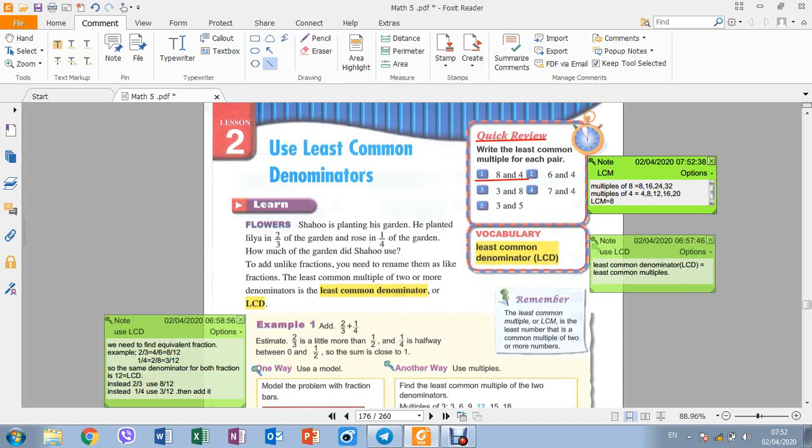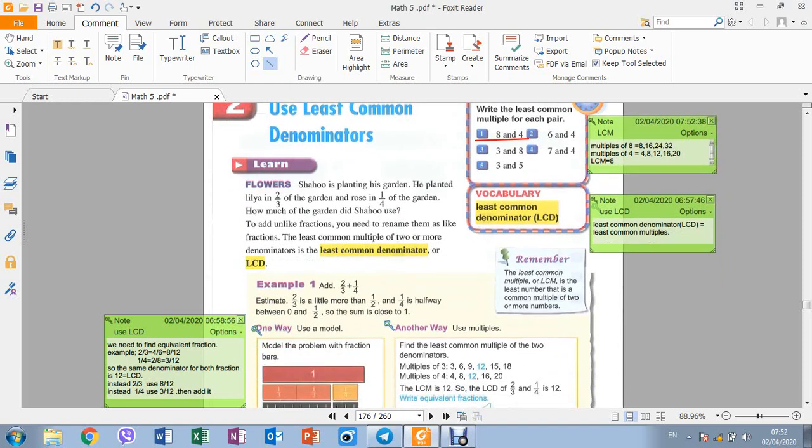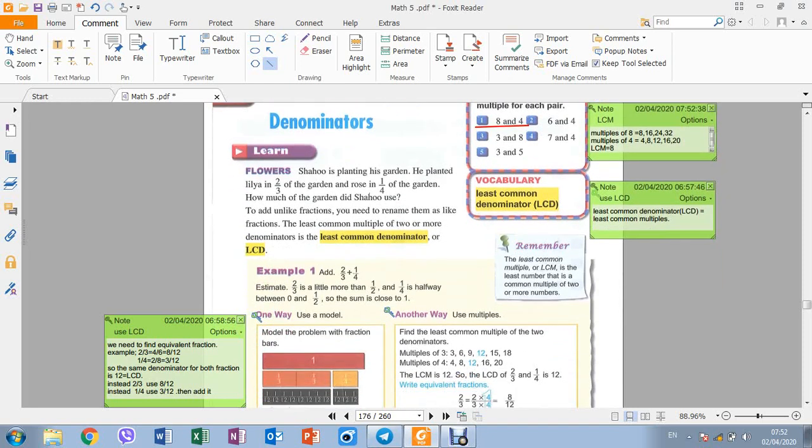Now today we're talking about using the least common denominator for adding and subtracting fractions with unlike denominators. At first, look at this example. Shaho is planting his garden. He planted lilies in 2/3 of the garden and roses in 1/4 of the garden. How much of the garden did Shaho use?